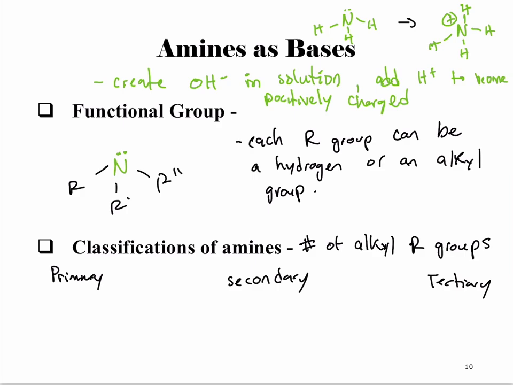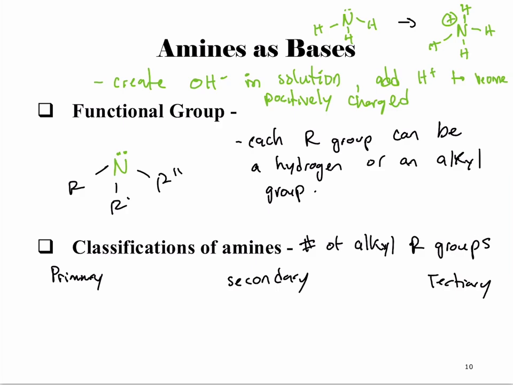So alcohols are classified by the carbon that the hydroxy group was bonded to, right? Amines are going to be classified directly by the number of carbon groups that are bonded to that amine, right? So it's slightly different because it's directly related to what's bonded to the nitrogen, whereas alcohols were based off of the carbon that the hydroxy group was bonded to, right?